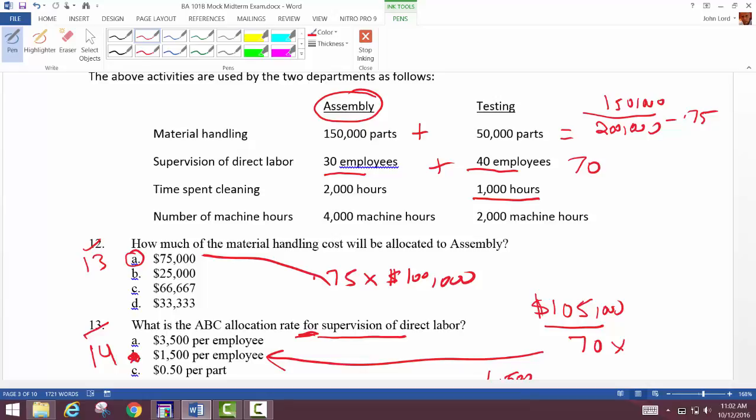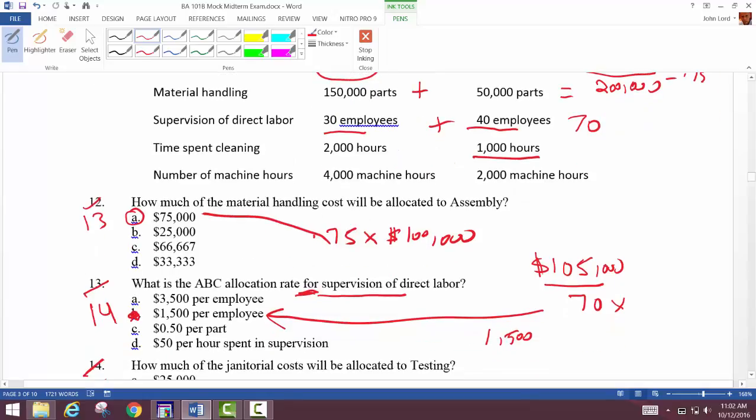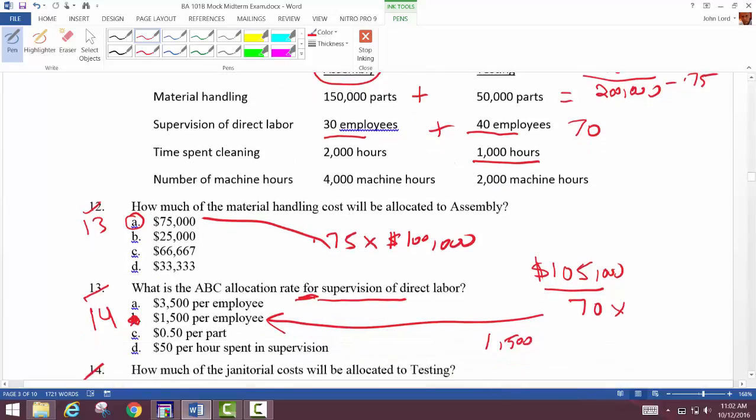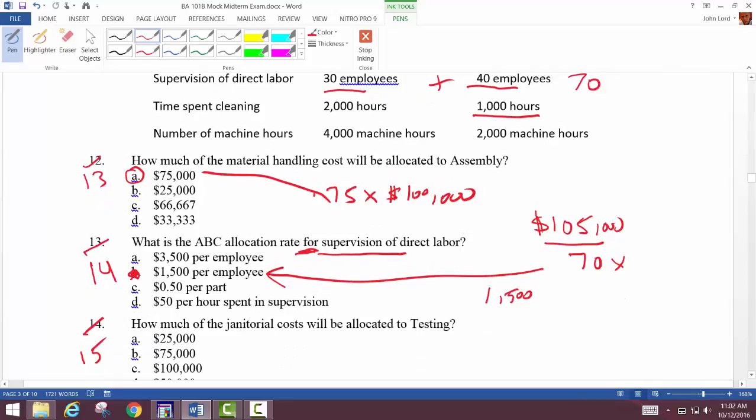The takeaway from this is what? You want to find the appropriate allocation base, right? So maybe hours does make sense. Maybe assembly doesn't need as much cleaning. Well, they say assembly needs more time. It seems like testing might need more time because it would have to be cleaner. Anyway, okay, shut up, John.